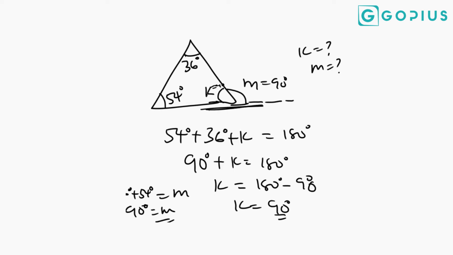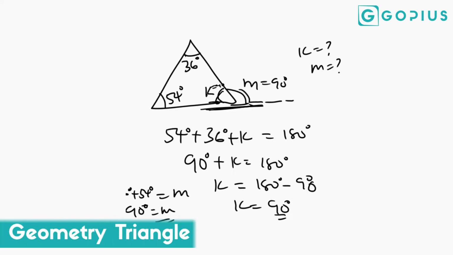You can see on that particular straight line, those two angles are there, K and M, and the sum of angles on a straight line will always give you 180. So 90 plus 90 makes 180, which means what we have solved is mathematically correct and consistent.